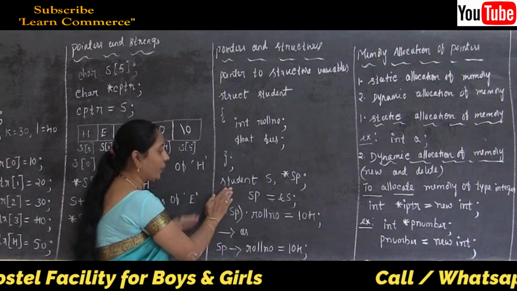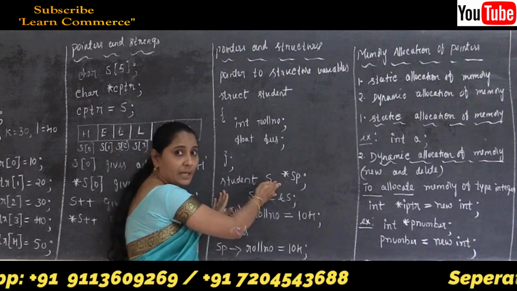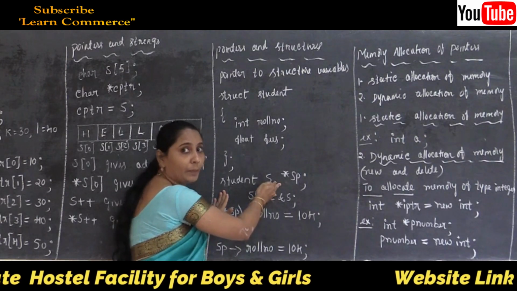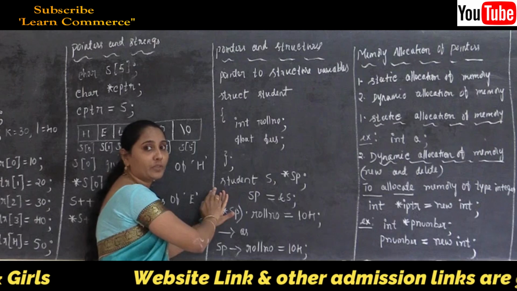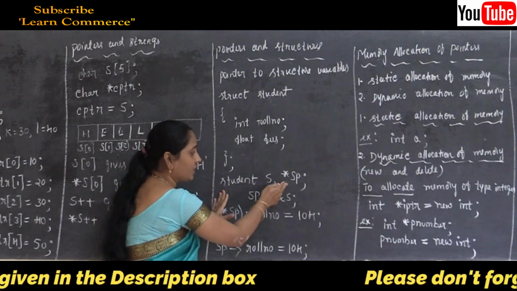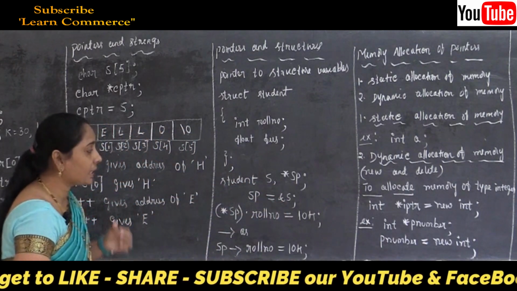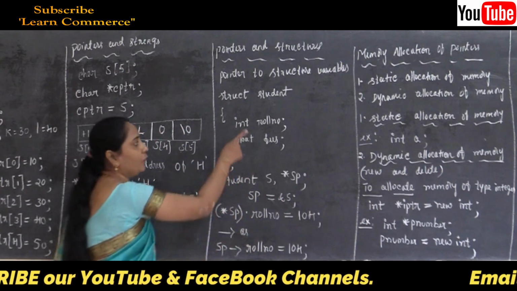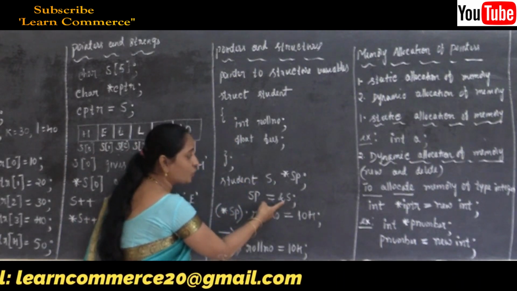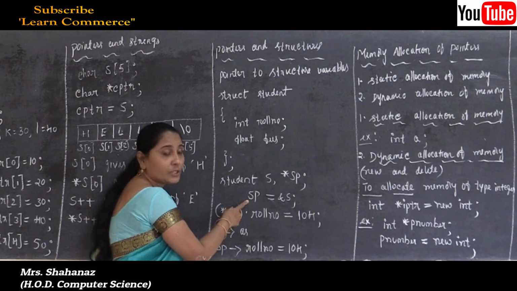And next, I want to declare some other variables. The variables are S and pointer SP. Such variables are declared by using the structure name, and the name of this structure is student. Now S contains some information, the roll number and fees. Such information is going to be assigned to the pointer SP. Clear this point? So now let's see.